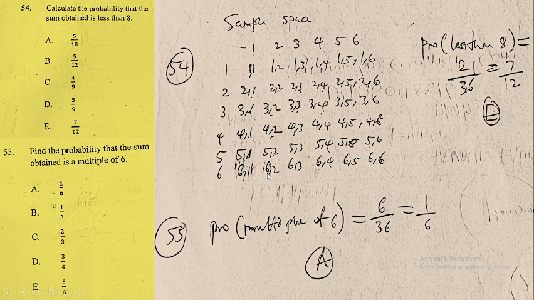Where are we? Then 12. 12 is here. 6 plus 6, 12. And that is 6. So that means the favorable outcomes here are 6 in number. So that means you have 6 over 36, and that'll give us 1 over 6 as the probability of obtaining a multiple of 6. So that's the solution to question number 55 as well.